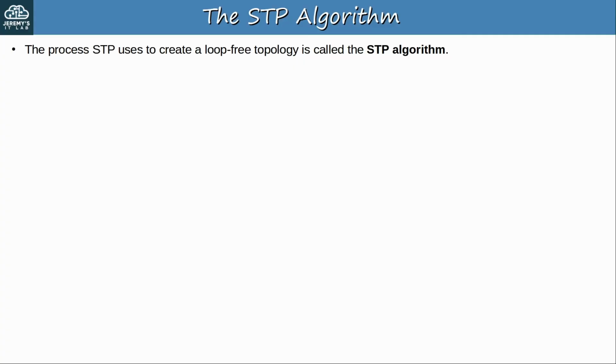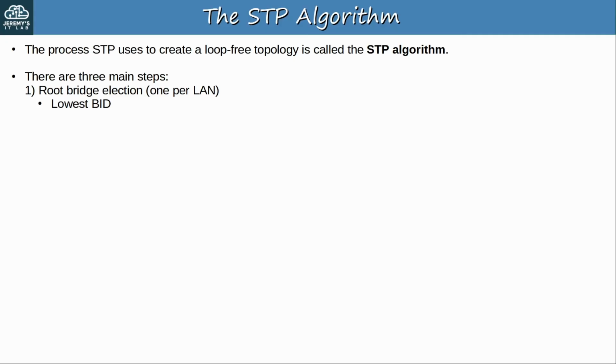The process STP uses to create a loop-free topology is called the STP Algorithm. Here's a summary of it. There are three main steps. First is the root bridge election. One will be selected for the LAN. Or I should say one per VLAN, because Cisco switches use per VLAN spanning tree protocol, which creates a separate spanning tree instance per VLAN. The switch with the lowest bridge ID will become the root bridge.